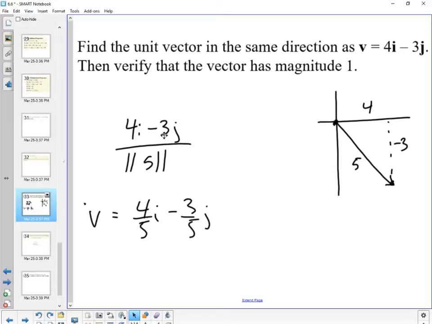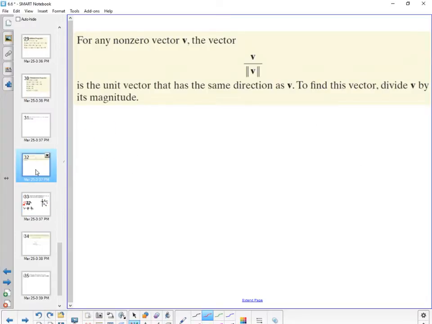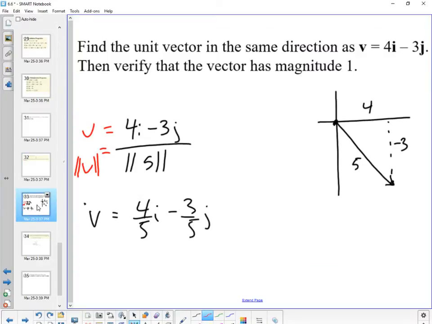Why does V represent 4i minus 3j? V represents the vector 4 minus 3. Why does it represent 5? Because it's the magnitude. This is V, and this is the magnitude of V. Right? Okay. How can I verify that this really is a unit vector?